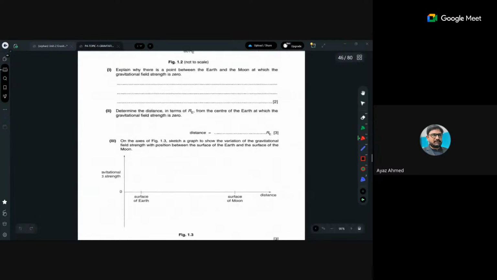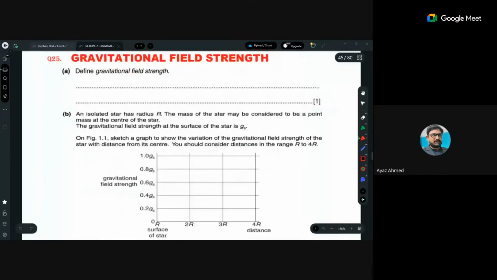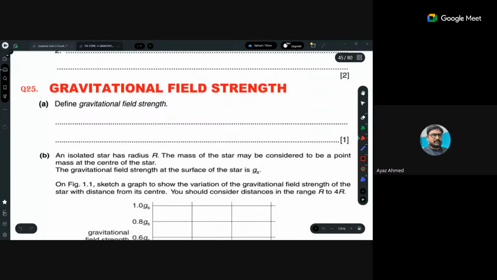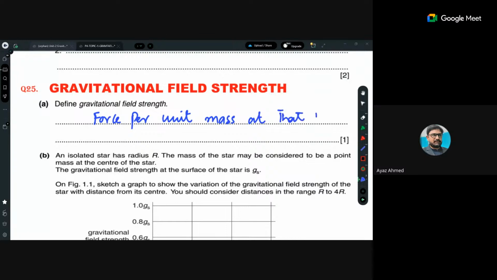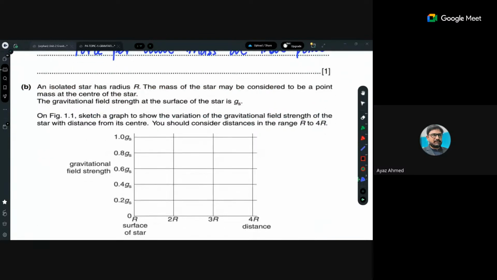Yes, check this one out. This is a sort of question. For example, here, this is the gravitational field strength question. Define gravitational field strength. So what will you write? Force per unit mass at that point. Right. Right after that, it says that an isolated star has a radius capital R. The mass of the star may be considered to be a point mass at the center of the star.